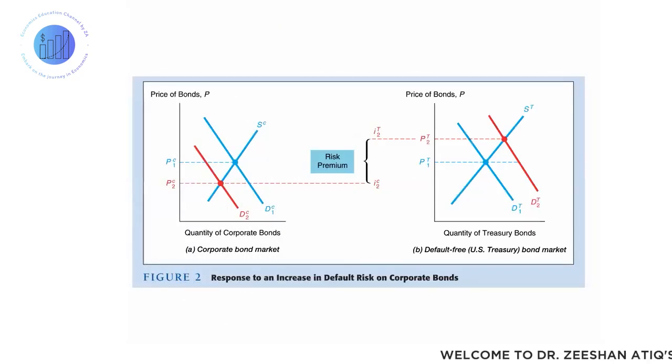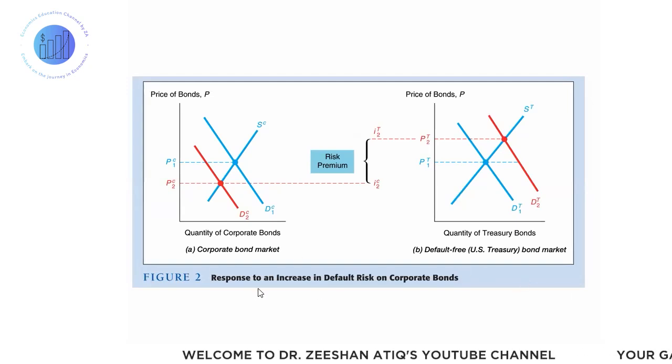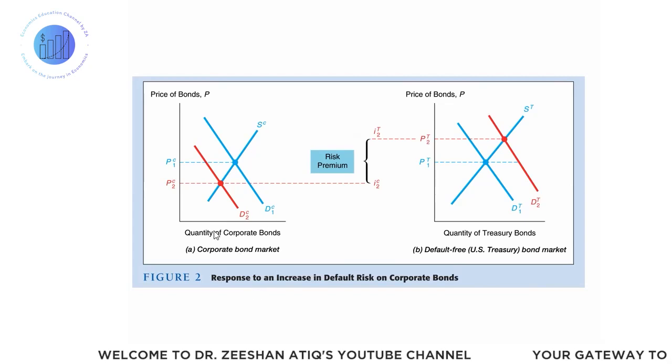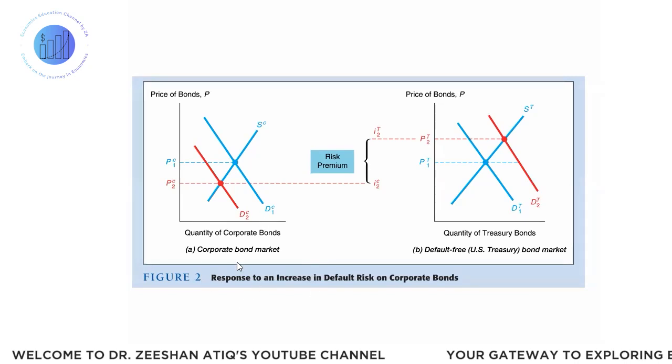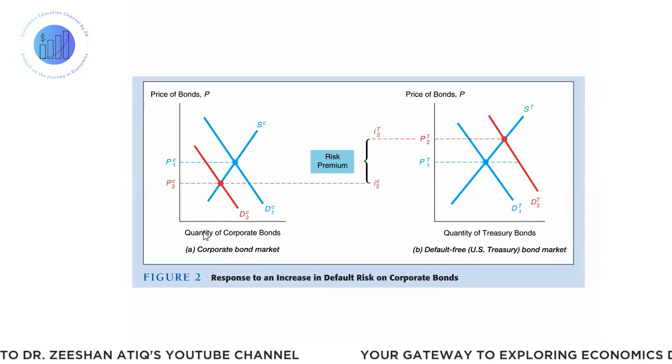Now, what kind of premium do you expect? For example, if you are comparing government bonds with corporate bonds, corporate bonds are the bonds which are issued by corporations.